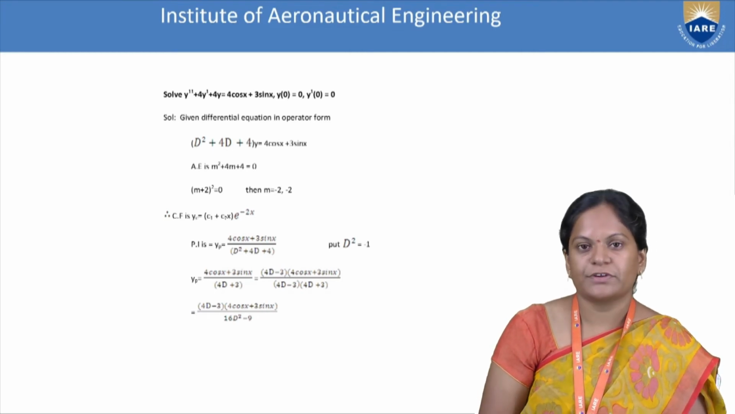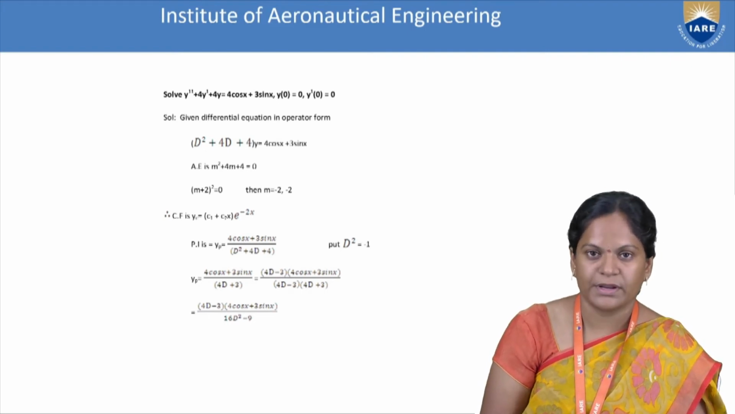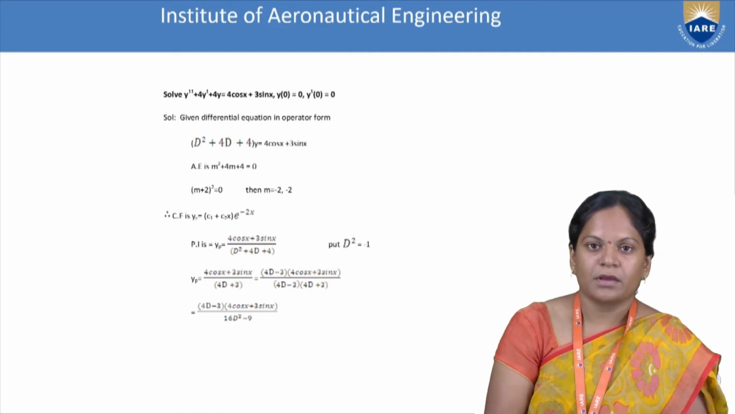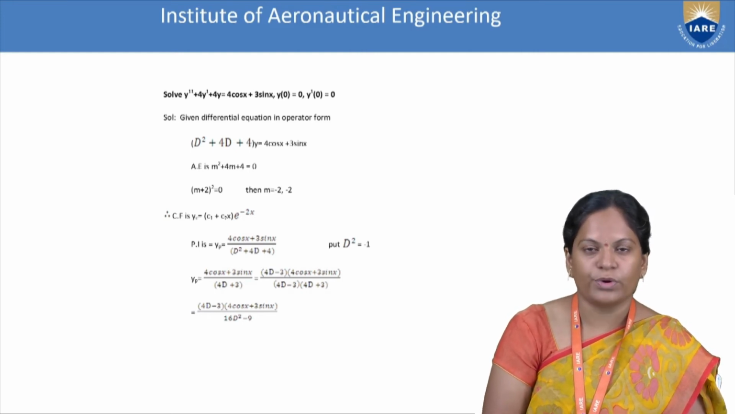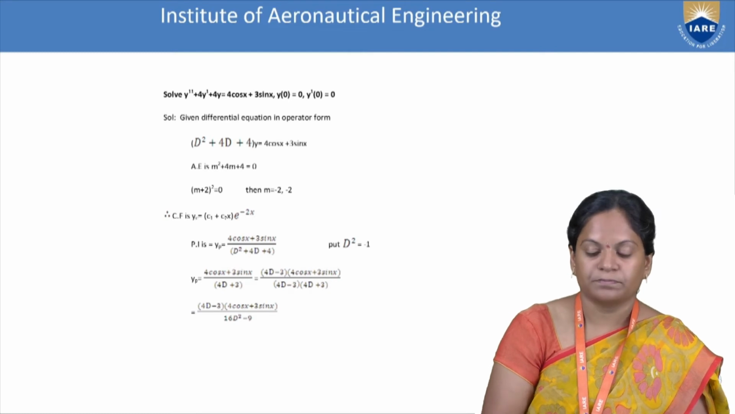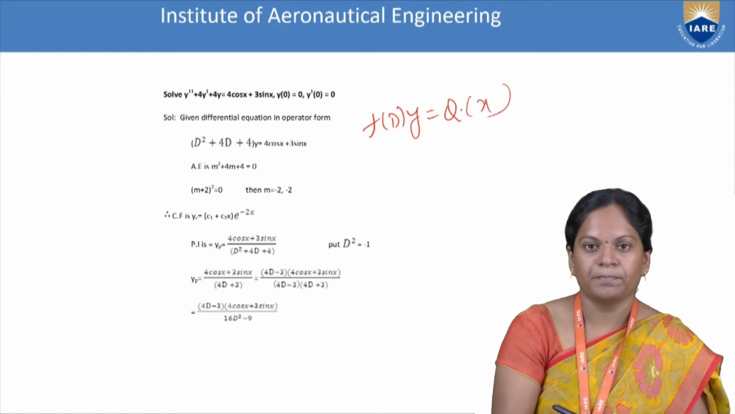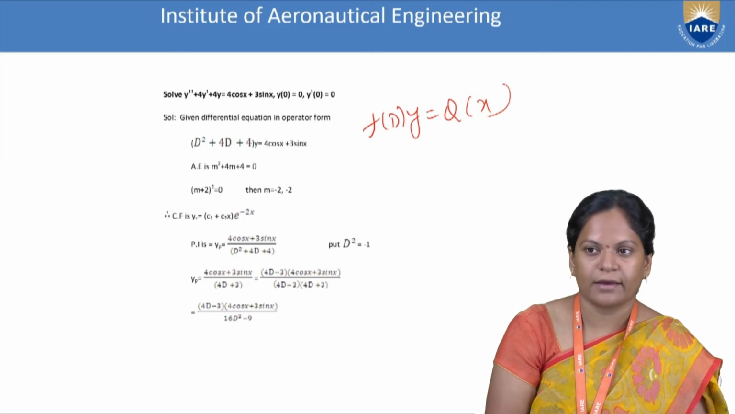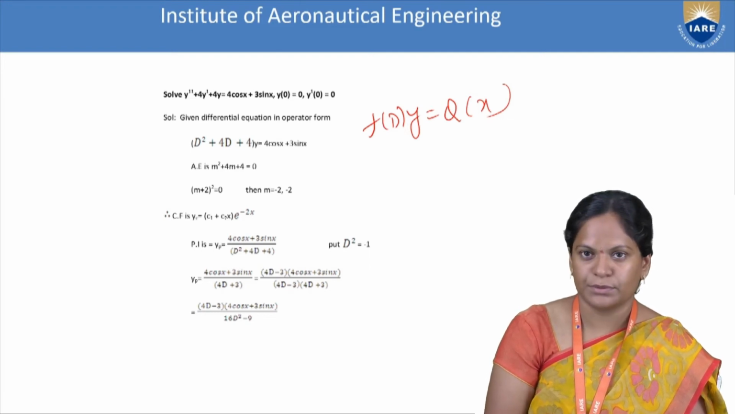Here the given differential equation has terms in y double dash, y dash and so on. Whatever we have, we take it into operator form. Here the operator form of the given differential equation is d square plus 4d plus 4, which is like f of d into y equal to q of x. Here also we have independent terms of both sin and cos, and for either sin or cos we follow the same procedure. So m square plus 4m plus 4 equal to 0.